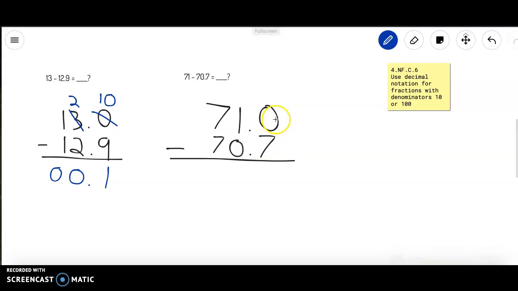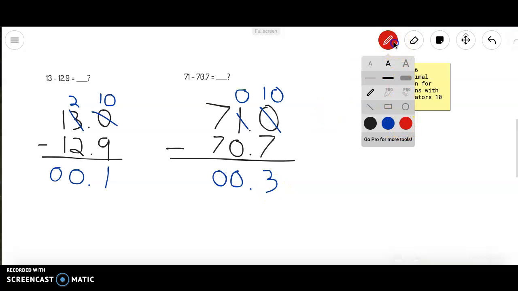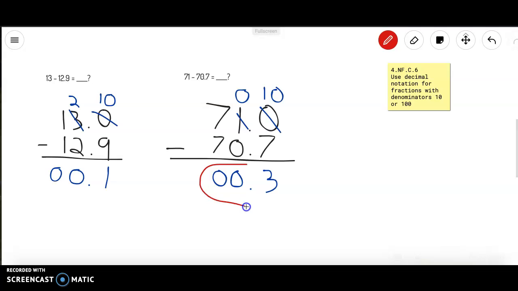So I can't subtract 7 from 0, so I need to borrow and convert this to a 10. 10 minus 7 is 3. Decimals are lined up, bring it down. 0 minus 0 is 0. 7 minus 7 is 0 as well. So my answer is 3/10. I'm going to circle both these answers for us in red. And I will, of course, screenshot this and put this up on Google Classroom.